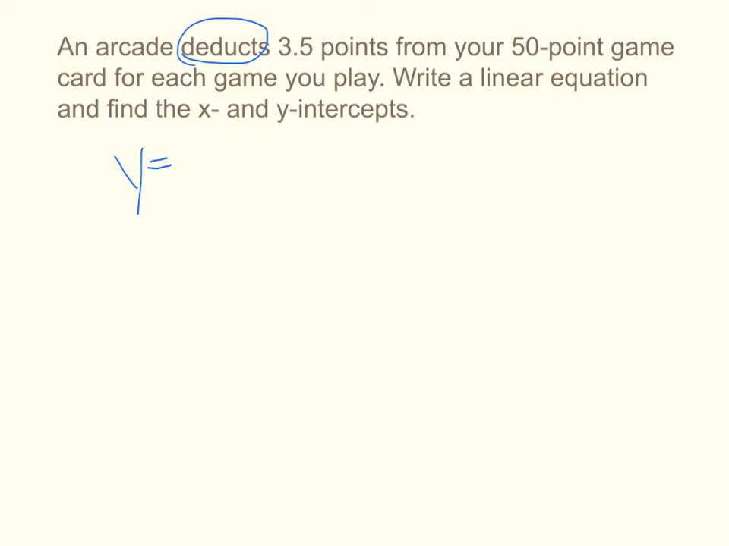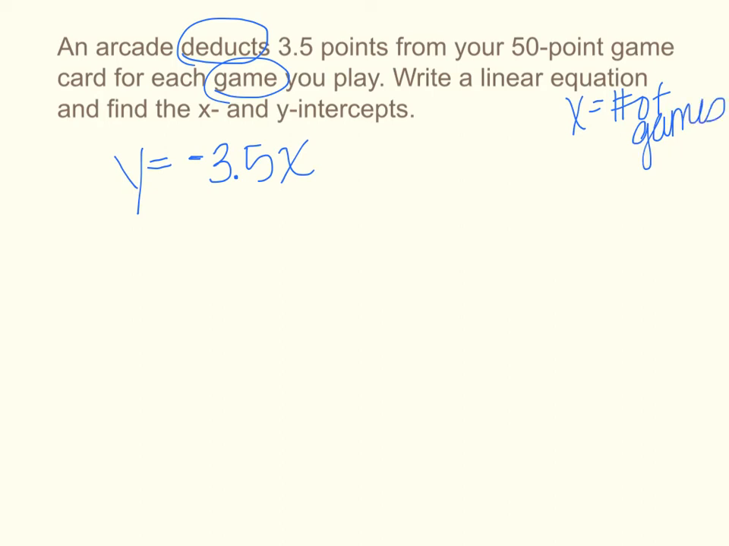So when you spend money using your debit card, it's going to deduct money from your checking account. So we're going to do negative 3.5. Since we don't know how many games we're going to play, we're going to represent that with x. So x represents number of games. And then we already know that we start with 50 points, so we're going to say plus 50. So that's our linear equation right there.